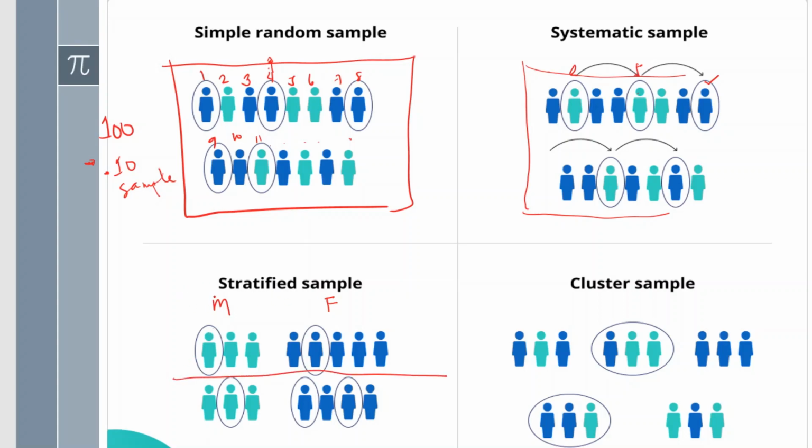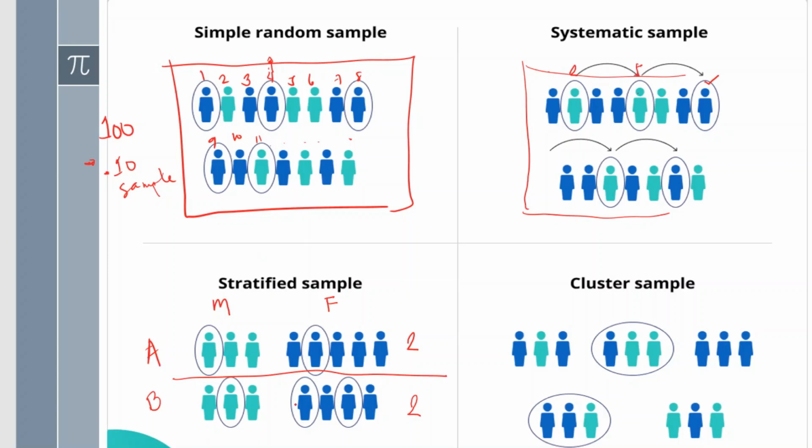You're going male and female of section A and section B. So you're going to pick two individuals here, and you're going to pick two individuals from the other section. Okay, so that is stratified sampling.